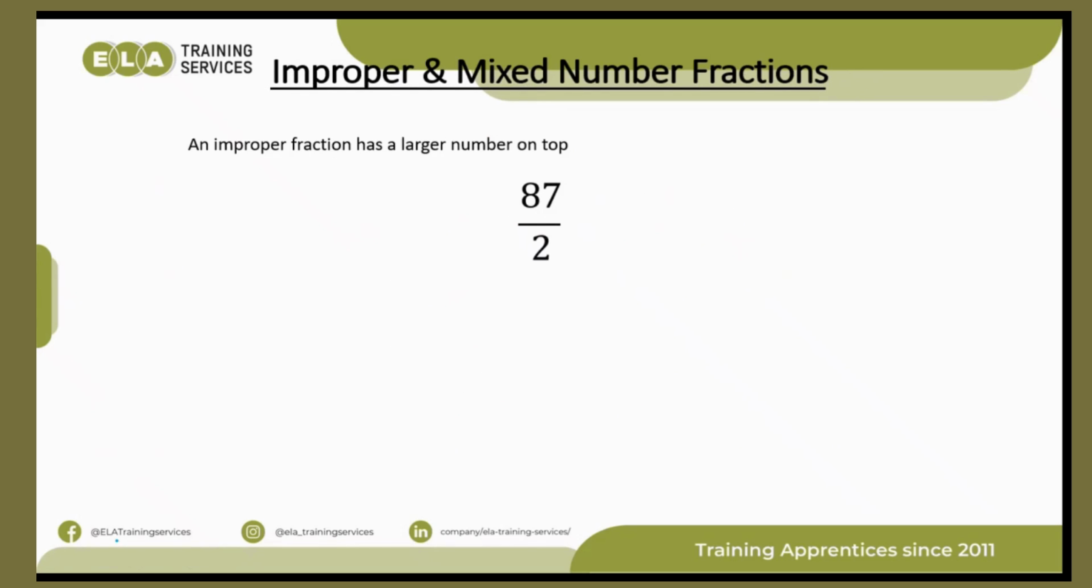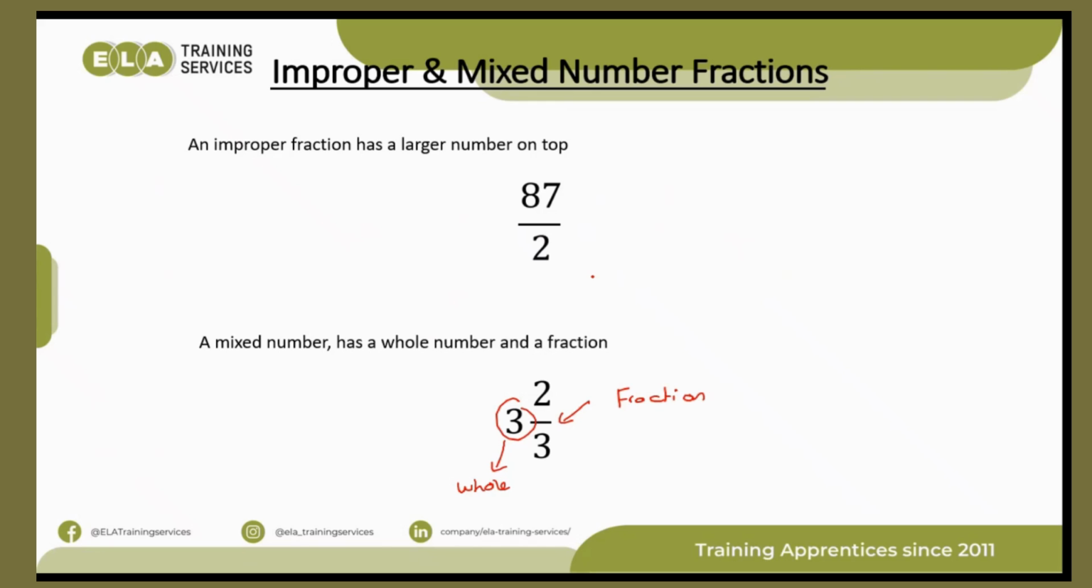So an improper fraction is a fraction that has a larger number on top. In maths, we don't like these. We like to have what we call a proper fraction, where the number at the top is smaller than the number at the bottom. So a mixed number has a whole number and a fraction. So that's your whole number, and that is your fraction. We really want to convert between these two.